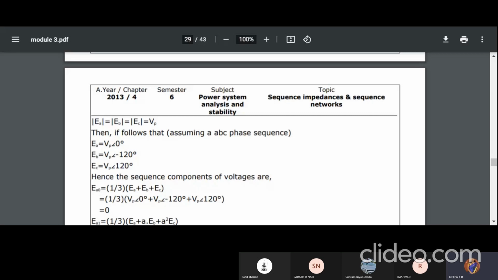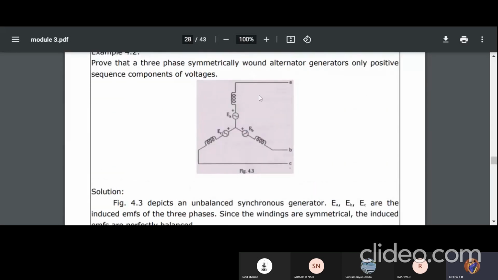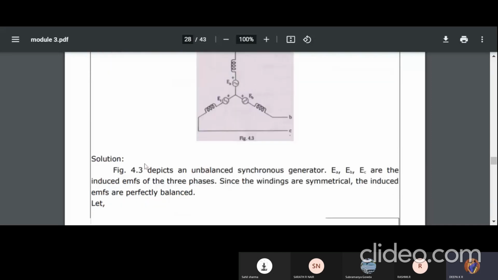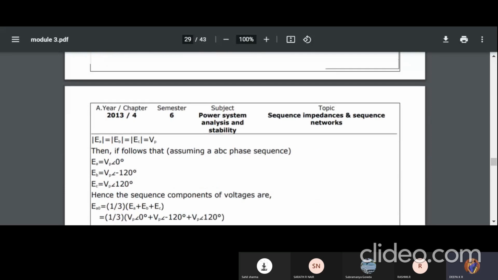Similarly, EB is moved 240 degrees. You can write 240 or minus 120. In an anti-clockwise direction, it is 120 plus 120, that is 240. But if I take it in a clockwise direction, that is minus 120 degrees. So for that reason, here EB is written as V phase at an angle of minus 120 degrees. And the last one, C, of course, is 120 degrees in the anti-clockwise direction. You are going to represent it as plus 120 degrees.